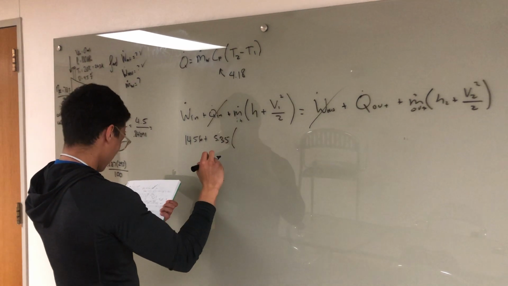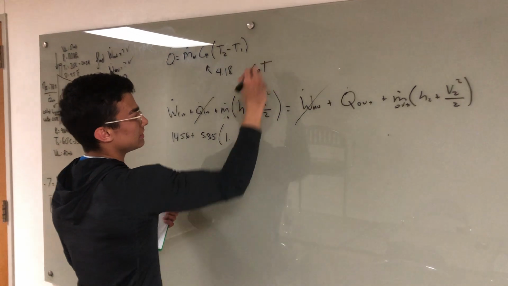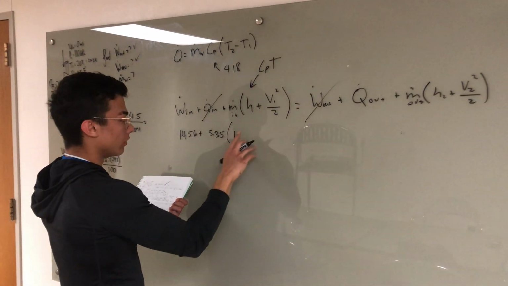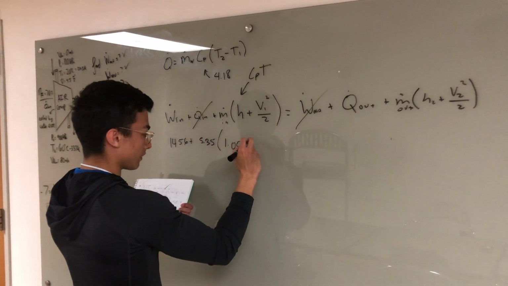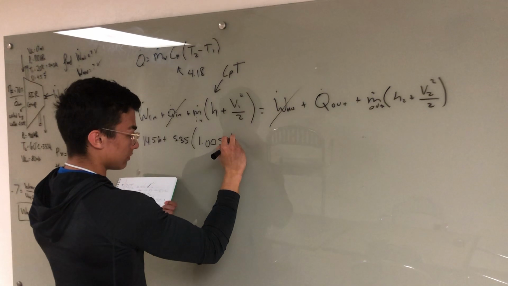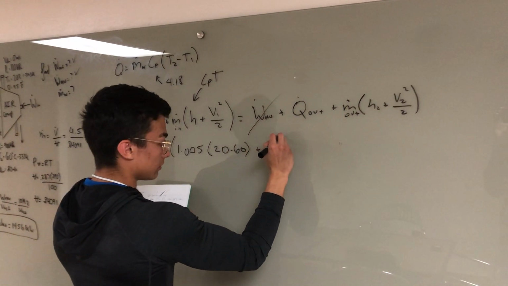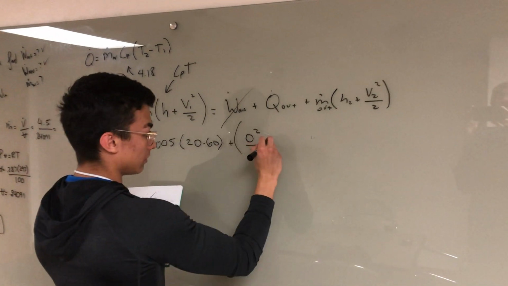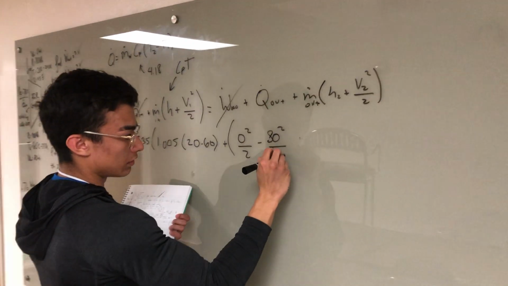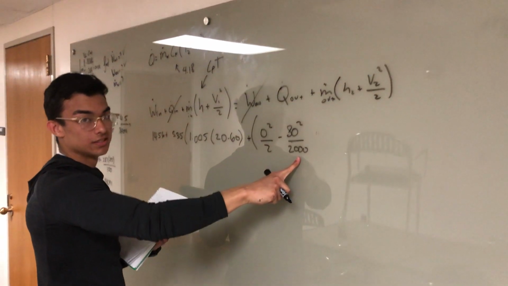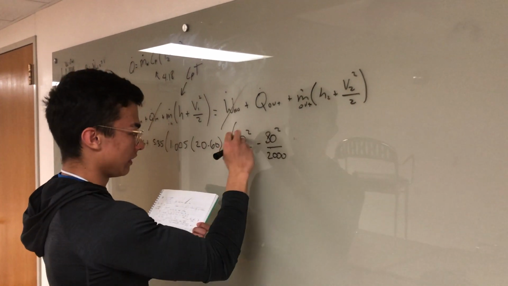So 5.35 times 1.005. The h here is going to become Cp T. And we know our Cp values for air and the temperature that it's at, so that'll be easy. Times 60 plus... and you're still going to have to convert it into kilowatts here, so we divide by 2,000. But we're not going to bother here because it's just 0, so it doesn't matter.